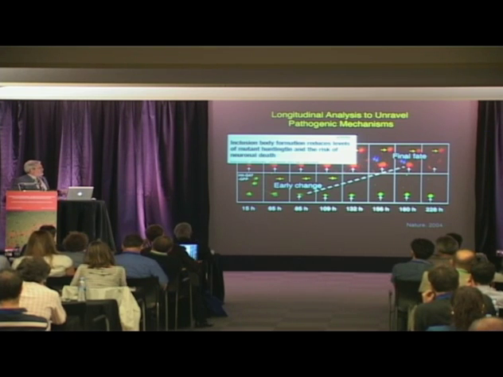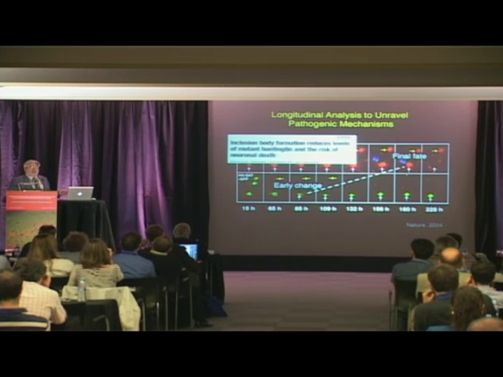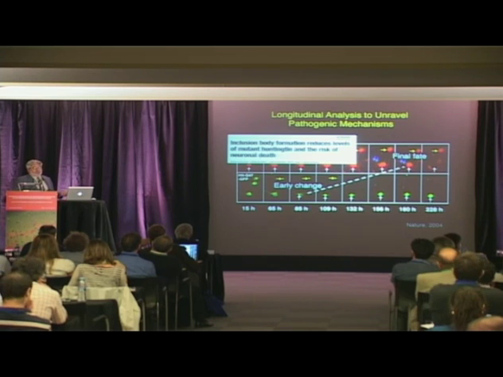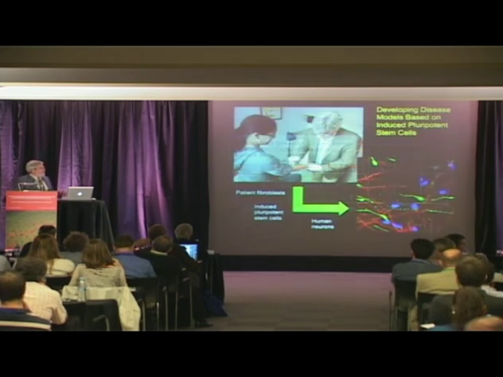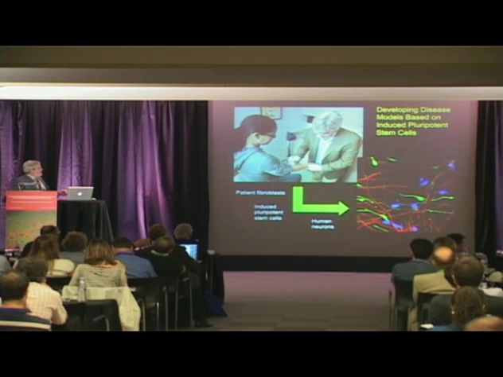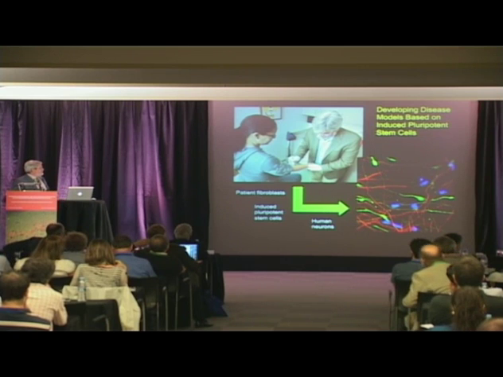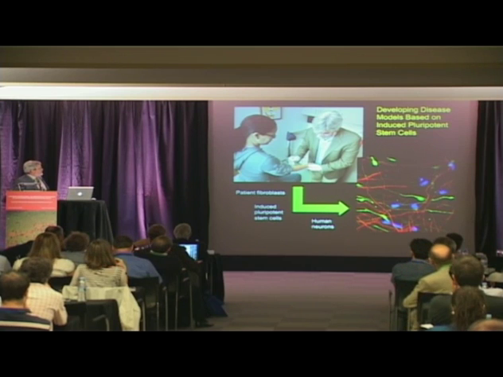So one of the things we've been really busy doing, especially in the last 4 years, is to try to develop complementary models using induced pluripotent stem cells. You heard a little bit about this from Ken Kosik earlier and from Larry Goldstein. But let me just say a few things if you weren't here.